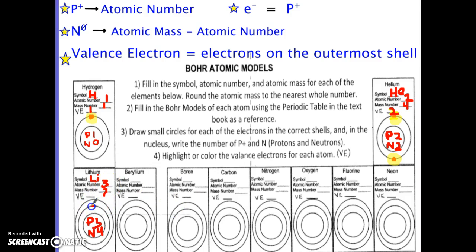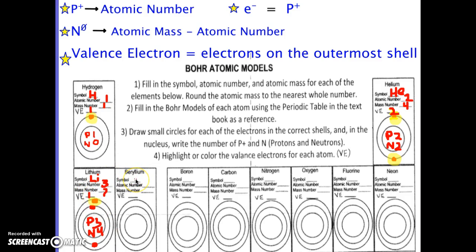So I draw 1, 2, and that first shell is now full. So I have to draw the third one on the second shell. Well, now, if I highlight my valence electron, I only have 1 electron in the outermost shell, which means that in this case, I only have 1 valence electron for lithium.